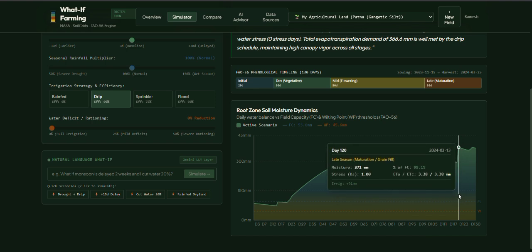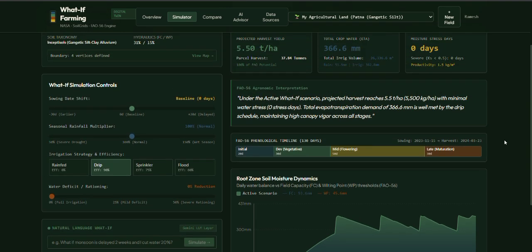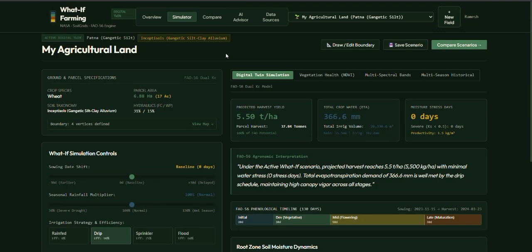Underneath, the system is running a day-by-day water balance for the entire 130-day growing season, tracking how much water the soil holds, how much the crop drinks each day based on its growth stage, and what happens when supply doesn't meet demand. You can see the crop's actual growth stages: 20 days initial, 30 days vegetative, 50 days flowering, 30 days maturation, each with a different water appetite.